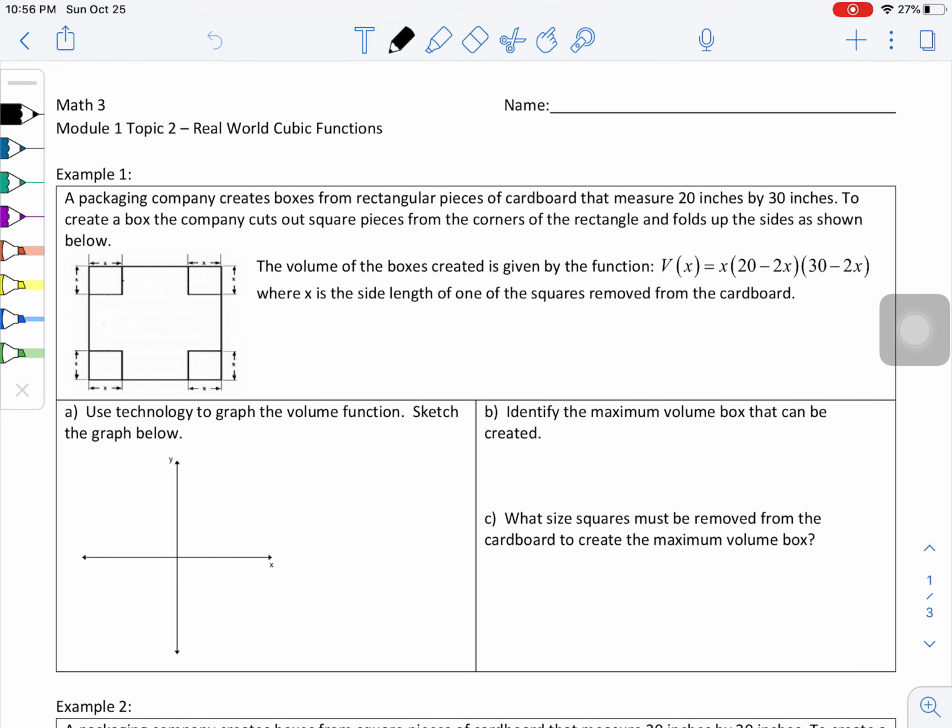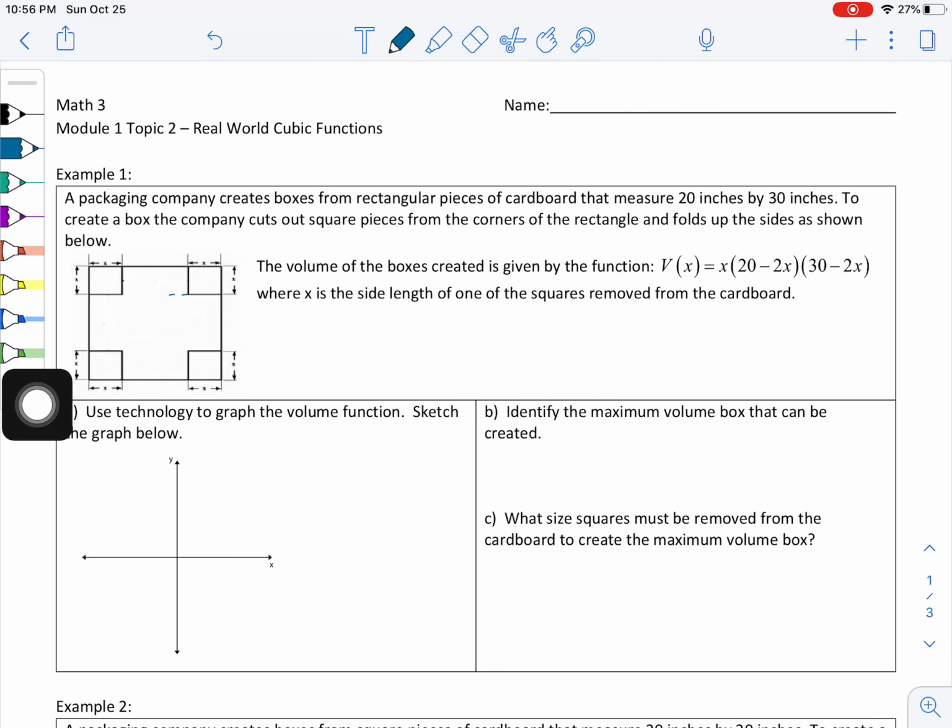All right, in this video we are going to model some real world cubic functions, okay? And the function we're going to model is a volume function. So one of the things that companies will do if we're trying to make a box is to actually take a rectangular piece of cardboard and cut out the corners so that you can fold up the box.